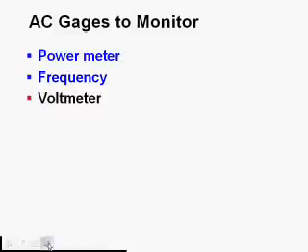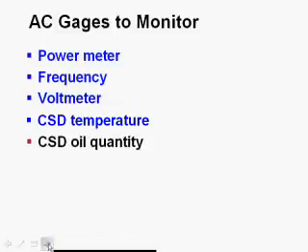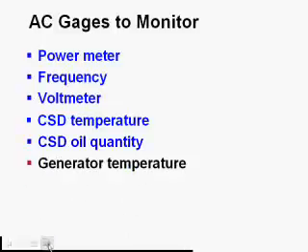Okay, since we're talking about alternating current, what kind of gauges can you monitor? We previously discussed a power meter, so you can tell whether or not the generator is operating efficiently. Of course, frequency is a big deal in alternating current. We like it to be at 400. You might have a voltmeter, depends on the aircraft. The constant speed drive, that hydraulic system might get too hot, so it's very common for there to be a constant speed drive temperature indicating system for the pilot. And of course, if it's hydraulics, it's nice to know if you're running out of hydraulic fluid in the CSD.